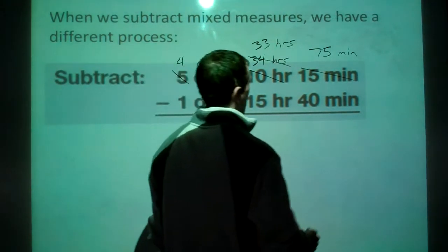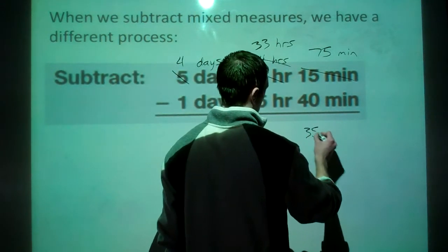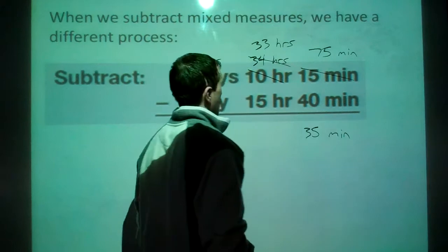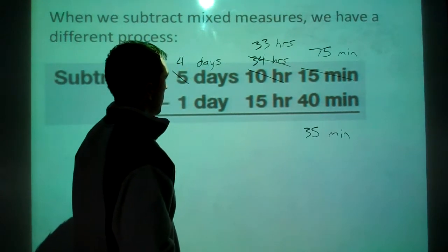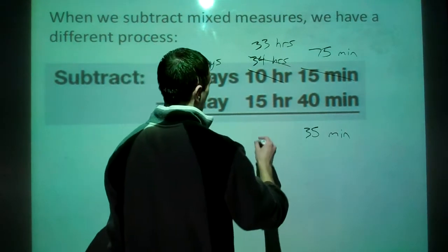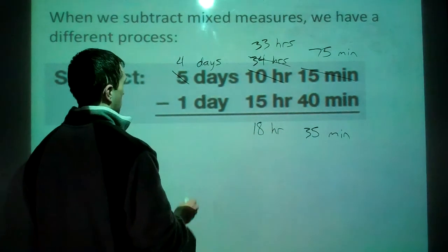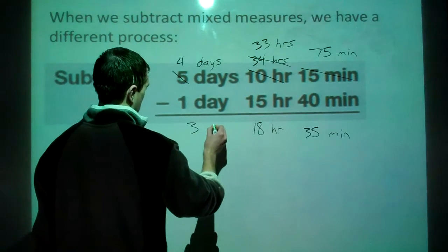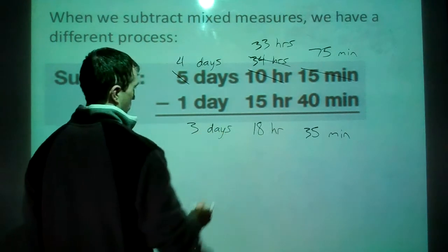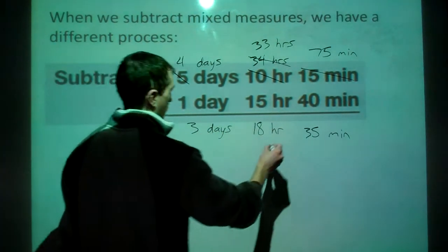75 minus 40 is 35. 33 hours minus 15 should be 18 hours. And 4 days minus 1 day is 3 days. 3 days, 18 hours, 35 minutes.